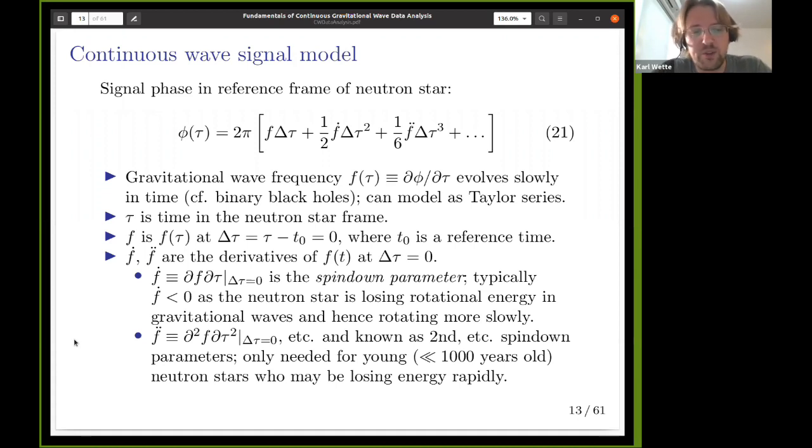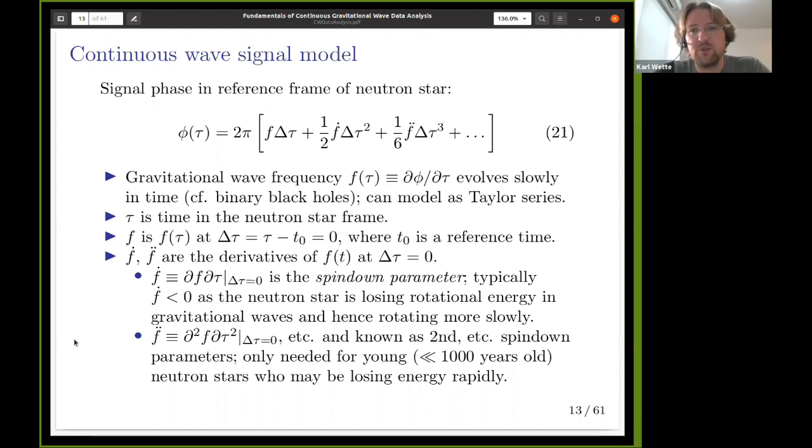And then we can also have additional parameters. We have f double dot, which is our second derivative, and in principle we can have higher derivatives than that. Typically we only need a second derivative or higher for very young neutron stars, much younger than, say, 1,000 years, where we think they might be losing energy on a rapid time scale. But for most of the searches that we do, we just assume a first derivative, and that is enough, we hope, to find some of the older sources that might be out there.